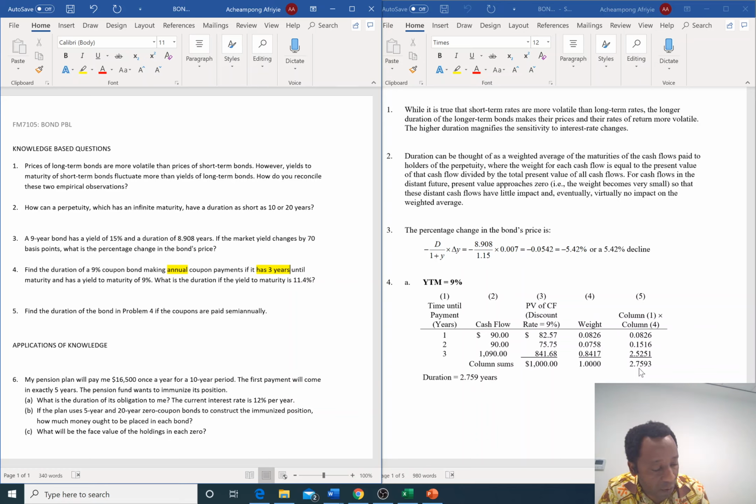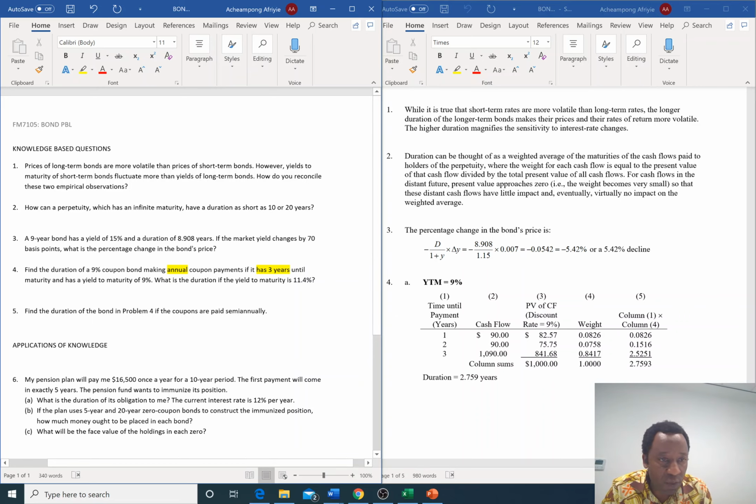My duration, according to this, is 2.5313, which is not the same as that. But I know why, because that has calculated the modified duration, and the workings here show the Macaulay duration. So what do I have to do? I have to multiply my modified duration by 1 plus the yield, and the yield is 9% here. So I multiply this by 1.09, and that, my friends, gives me 2.759. Thumbs up, which is the same as that.